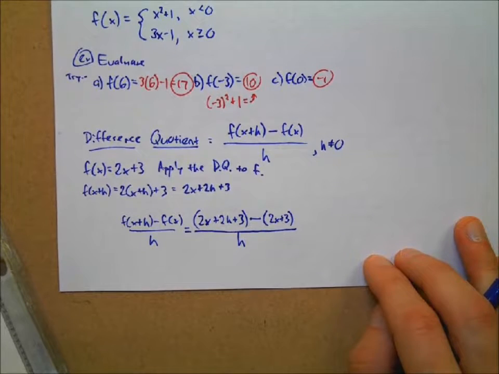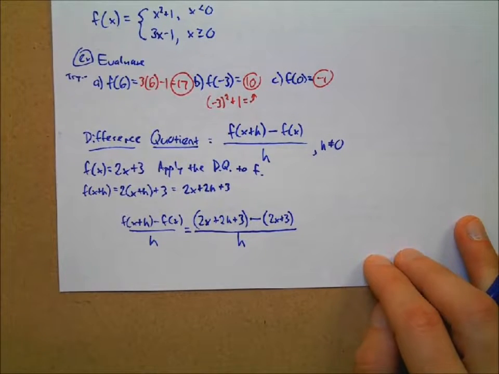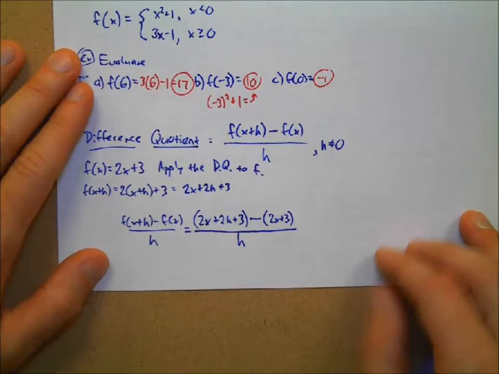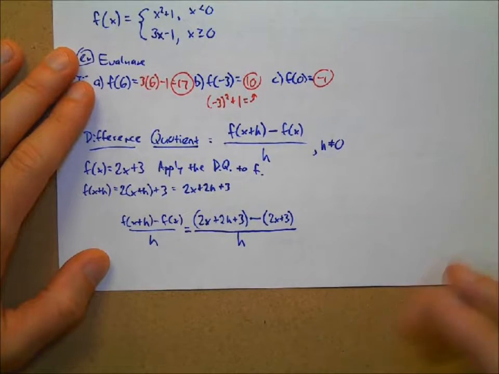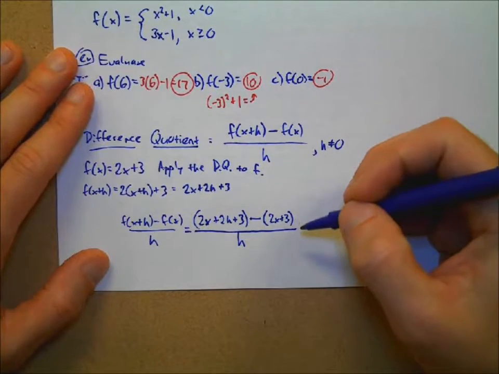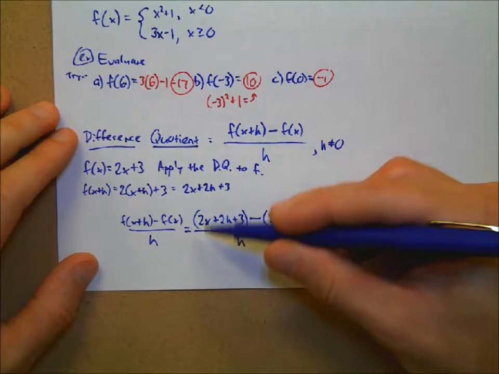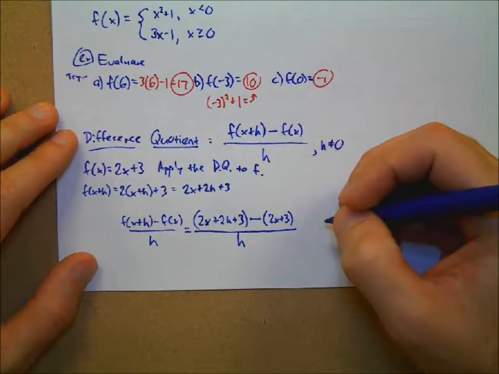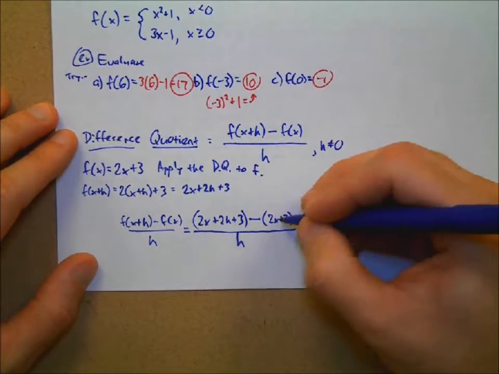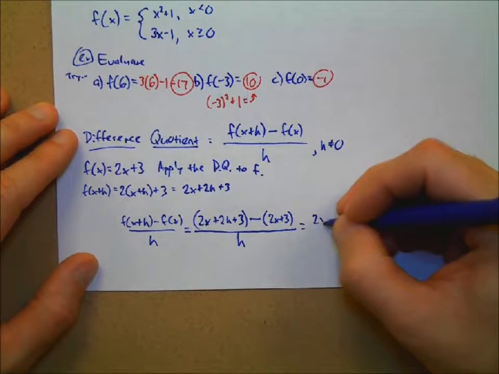Okay. And then from here, what can we do to simplify? Multiply everything by h? Well, this is not an equation, though. We're just trying to simplify this expression. Distribute a minus here, right? We can distribute the minus sign. So here we've got 2x plus 2h plus 3.